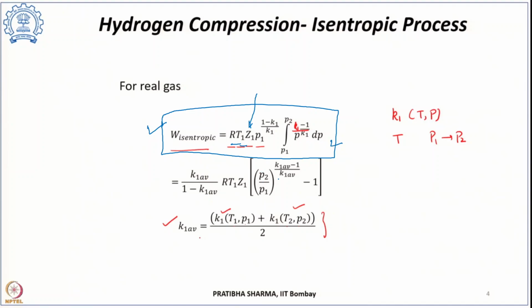And sometimes the average specific heat ratio is used, because in between the pressure changes there are many specific heat ratios, so we consider one average specific heat ratio. The average specific heat ratio can be calculated by using initial plus final divided by 2. Okay.